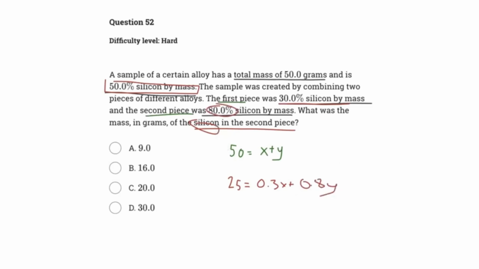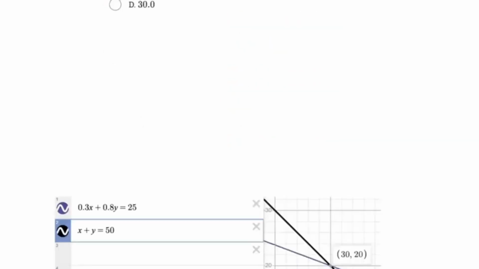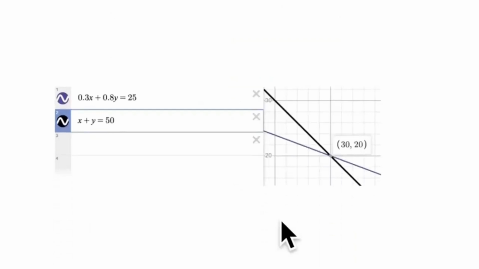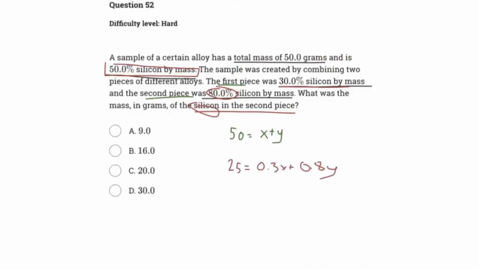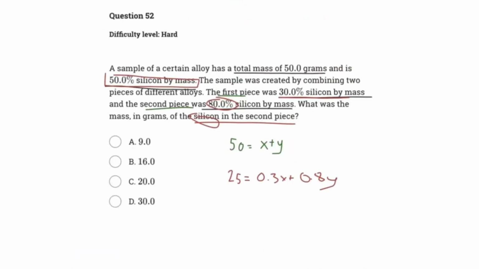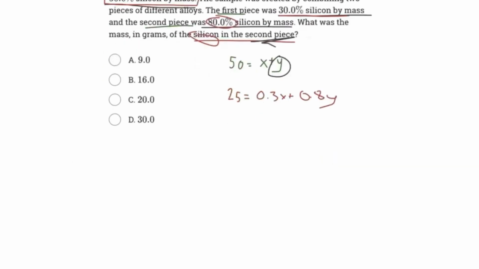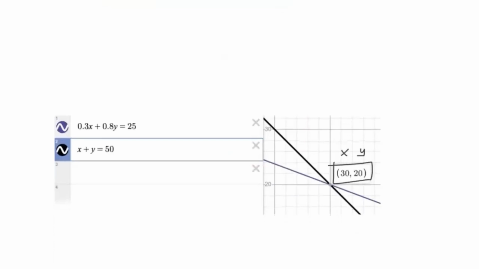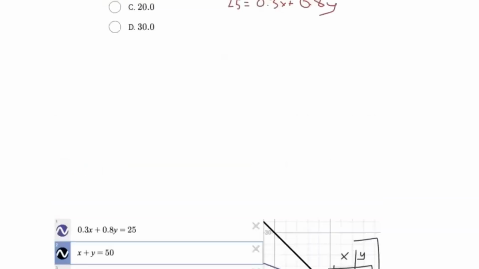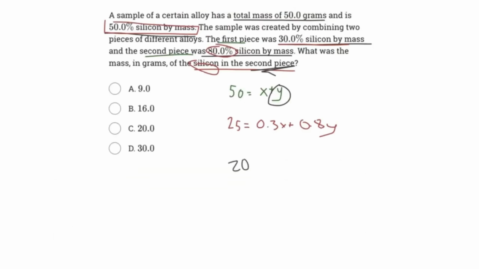All right, so now that we've got these two equations, we go over to Desmos and plug it in. So we can see, guys, we plugged it in here and we find the intersection. So this is our corresponding x and y values. It says what was the mass in grams of the silicon in the second piece. Remember, we labeled y as the second piece, the total mass of the second piece. And so the total mass of the second piece here is, you can see, 20. So 20 grams is the total mass.